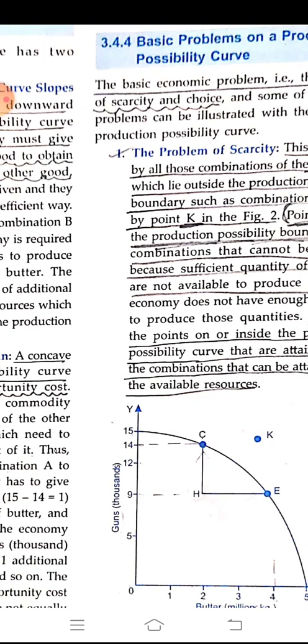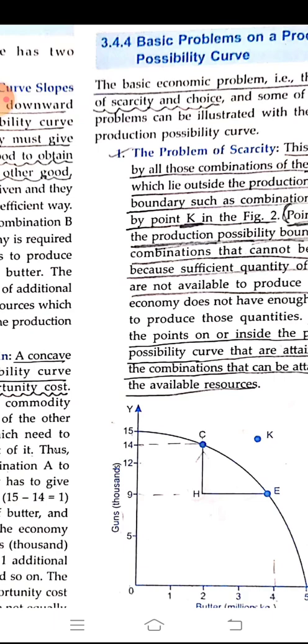So if a firm is planning to produce H, what is the combination they are getting? 9 units of gun and 2 units of butter. Though the country can go for 9 units of gun and 4 units of butter, in place of 4 units of butter they are producing 2 units of butter. So here we can clearly say that they are having the natural resources but not utilizing them fully and efficiently.